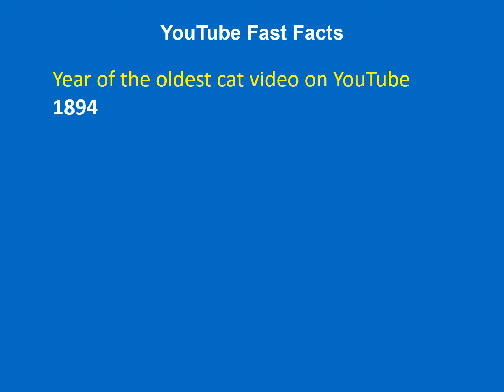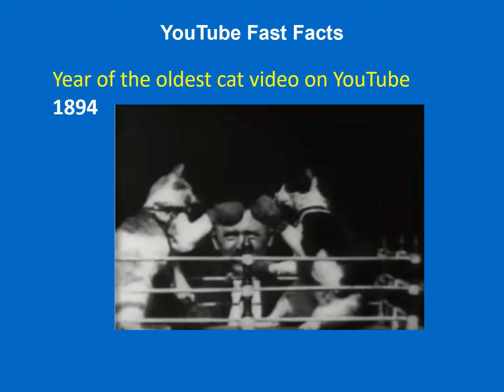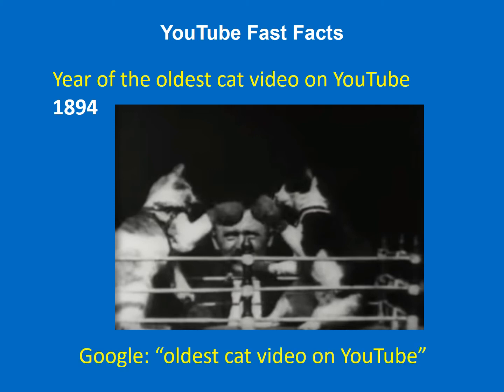1894. Now that is not a typo. It really is 1894. This was one of the first videos we think ever recorded. It was in Thomas Edison's studio in West Orange, New Jersey. And if you don't believe me, just go out and Google oldest cat video on YouTube. It's about 39 seconds long, so it's an interesting watch. No sound, of course.